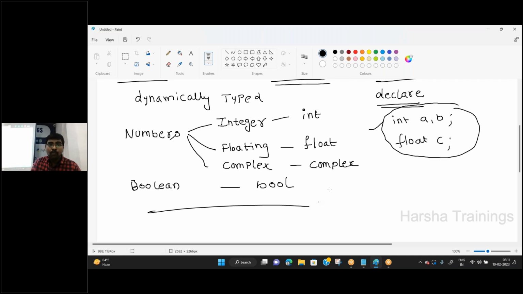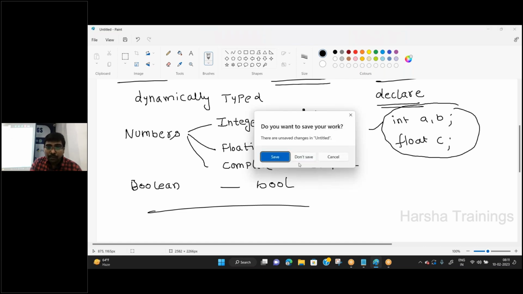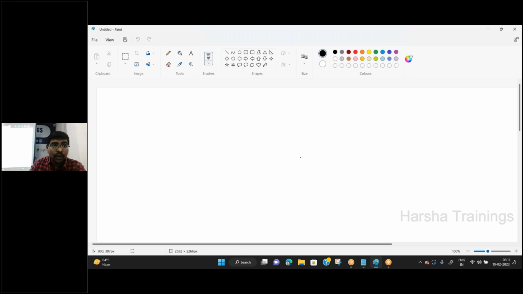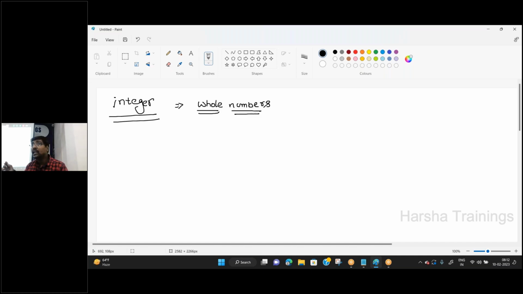Okay. Now move step by step. What is my first point? Coming to integer. I will explain in detail about integer. Hardly it takes 15 to 20 minutes, but understand carefully. What is integer? Again, I am repeating. Integer is used to store whole numbers. Now, the data type is int.